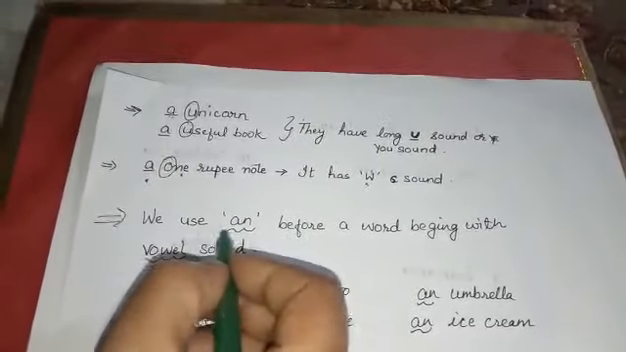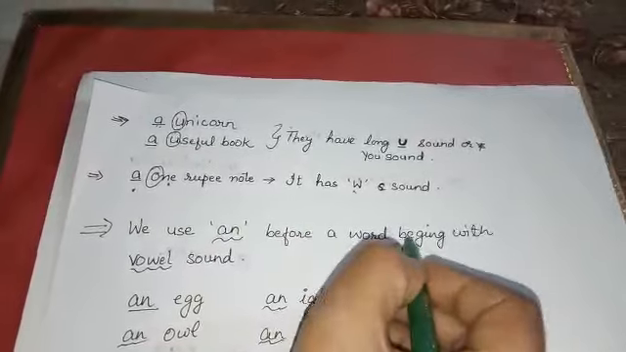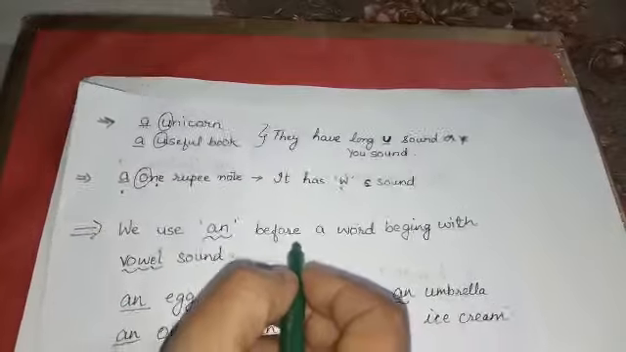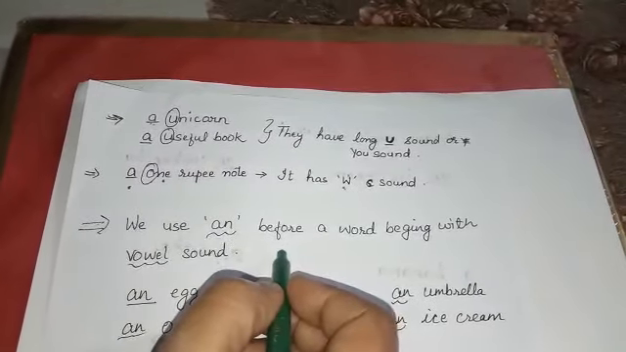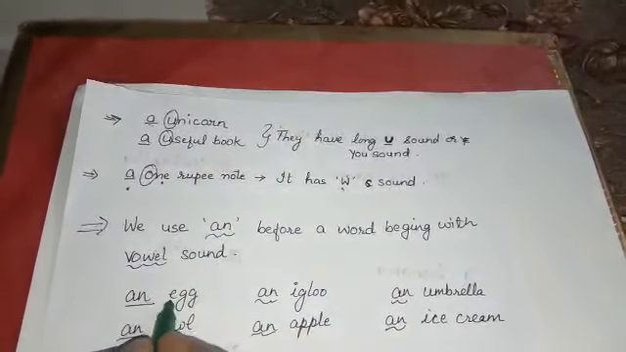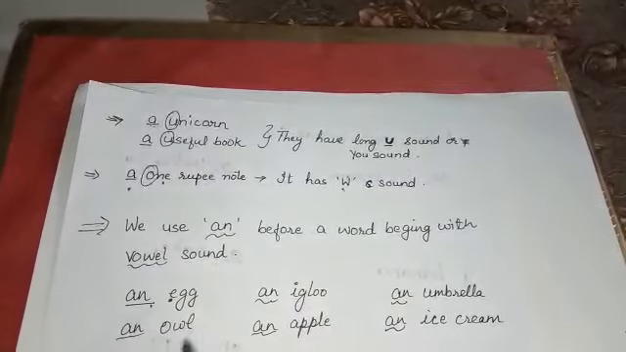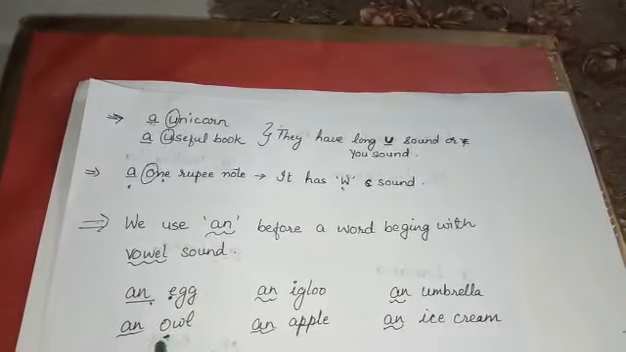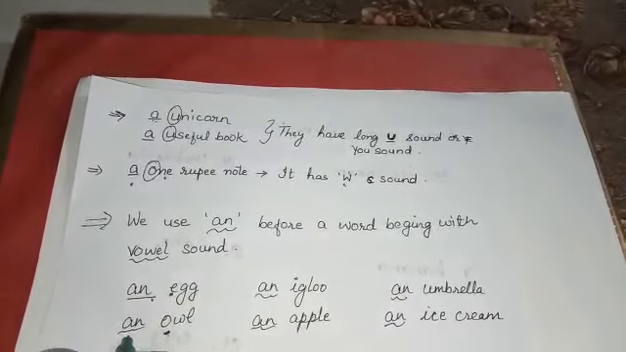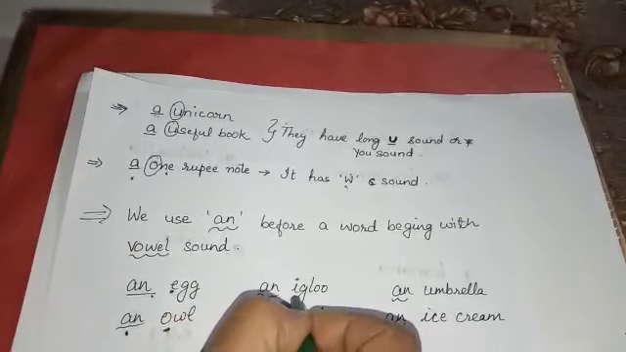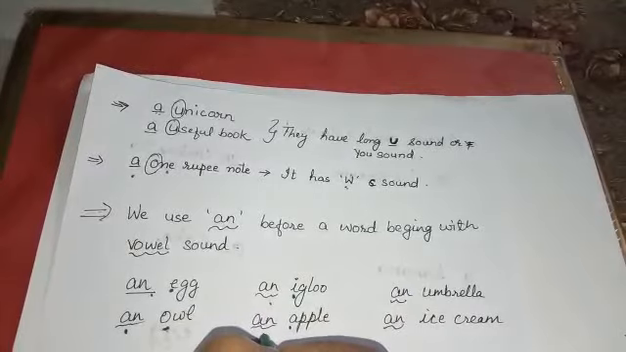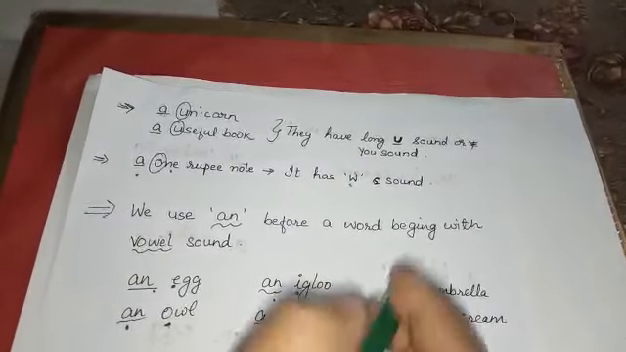Now, where will we use an? We use an before a word beginning with a vowel sound. If a word starts with a vowel sound, then we use an before it. Like egg, it starts with E, so we have to use an before it. Owl, because it is starting with O, so we have to use an before it. Igloo, I, so an. Apple, because it is starting with A, so we have to use an.